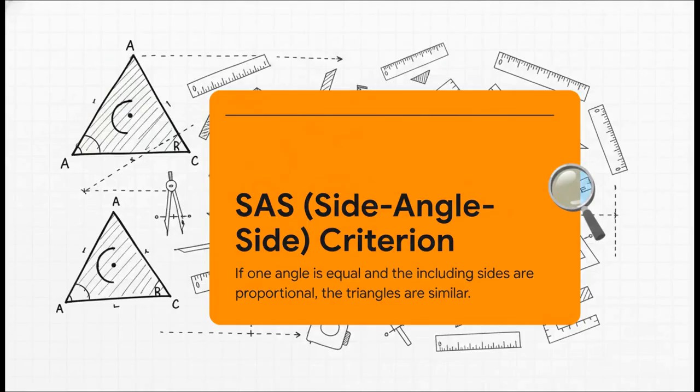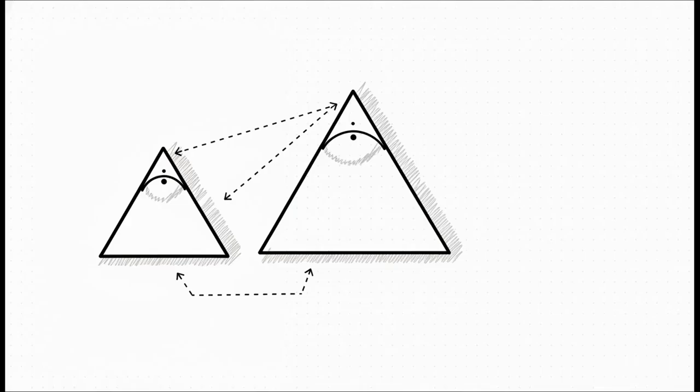And last but not least, we've got side angle side, or SAS. This one is a really neat hybrid. It says if you have one matching angle and the 2 sides that make that angle are proportional, then bam, the triangles are similar. Yeah, think of it like an angle sandwich. You've got that one equal angle squished between 2 sides that have been scaled perfectly. That's all it takes to lock everything else into place.